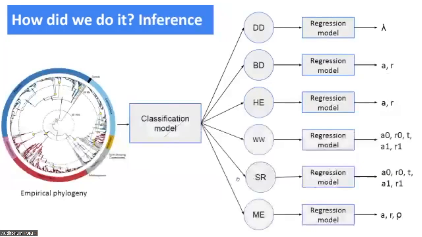So the idea is that once all the models have been trained, you just have to use your empirical phylogeny in the classification model, and depending on this classification, your phylogeny will be sent to a different regression model, which is specified for this diversification scenario, and will estimate the diversification parameters of that scenario.